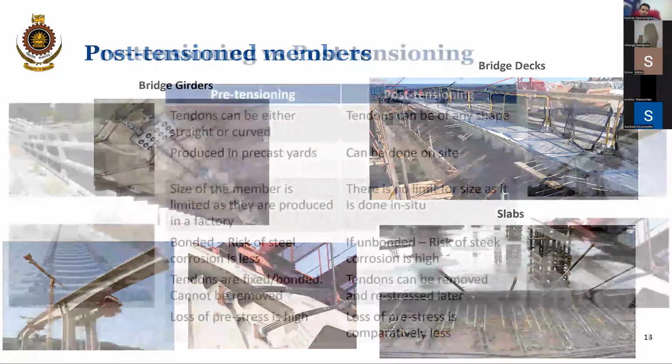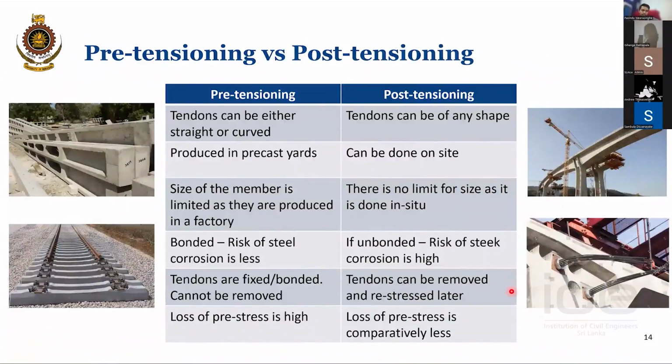Now the difference between pre-tensioning and post-tensioning. Pre-tensioning tendons can be straight or curved. In post-tensioning, the tendon can also be curved, or it can even have a curvature in the horizontal plane. Whatever position you place the duct, the tendon can take that profile. Pre-tension members are usually produced in a precast yard, but post-tensioning can be done on site. The size of the member is limited for pre-tensioning because you have to transport them, but for post-tensioning there is no limit on the size because you can do it in situ.